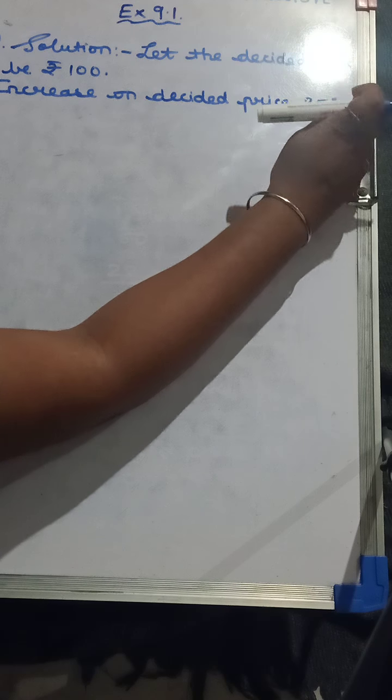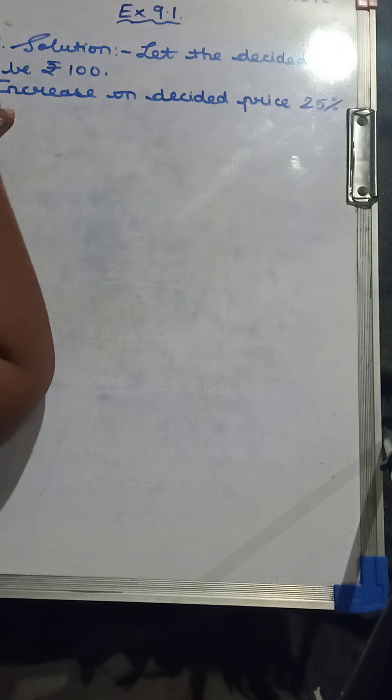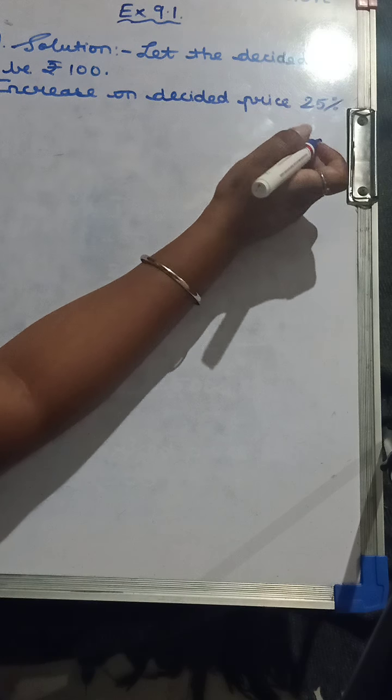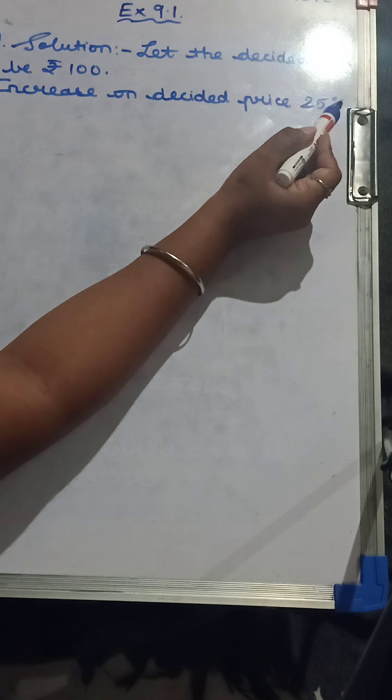Have you all understood the sum? The actual price is 100. This is the assumption that we are making, because we don't know the actual price. So whatever the actual price is, he has increased it by 25% more. So this is your 100, the actual price, that is rupees 100. Increase on the decided price is 25%. Now this is again 25% here.